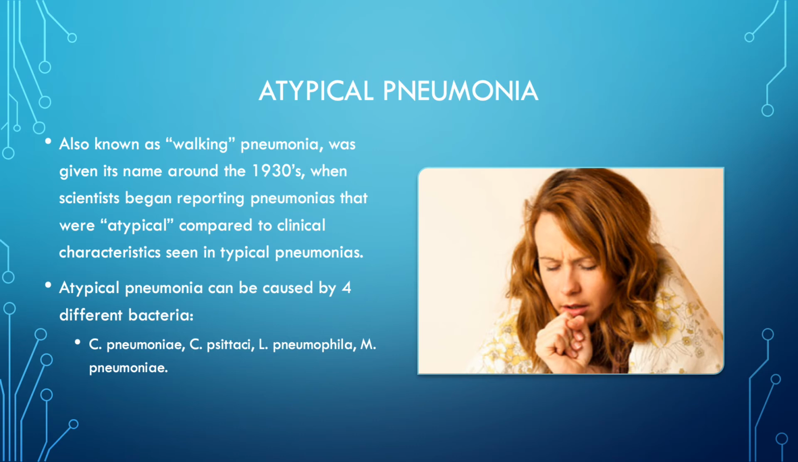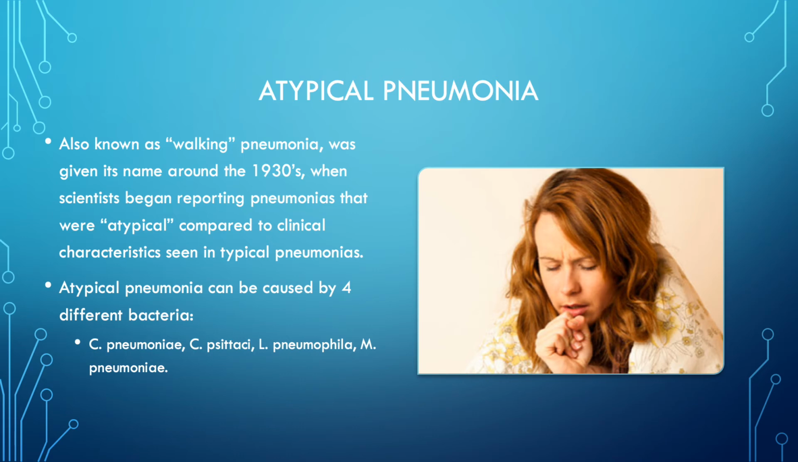Atypical, or walking pneumonia, was given its name around the 1930s when scientists began reporting pneumonias that were atypical compared to characteristics seen in typical pneumonias. Patients tended to not be as sick, have symptoms for a longer period of time, and they would not respond to some antibiotics that were used to treat typical pneumonia.